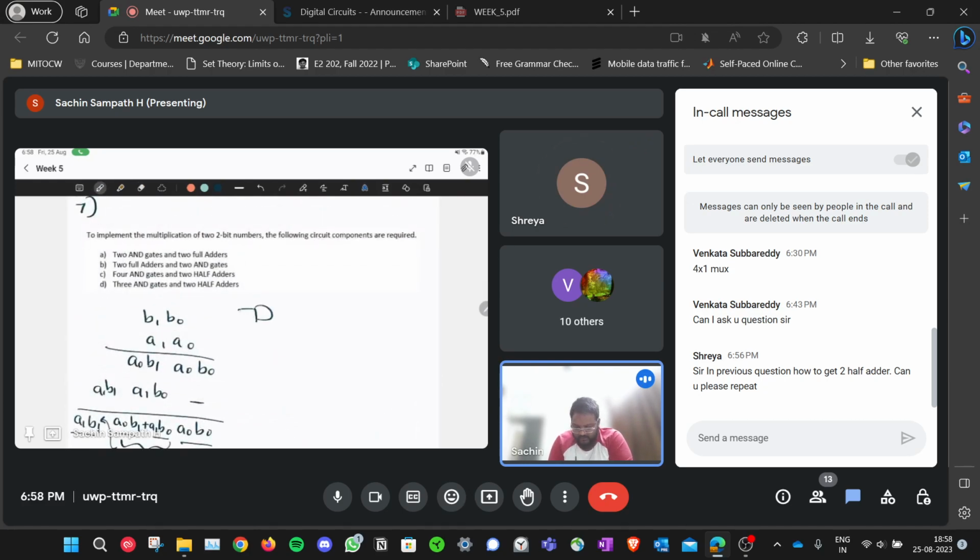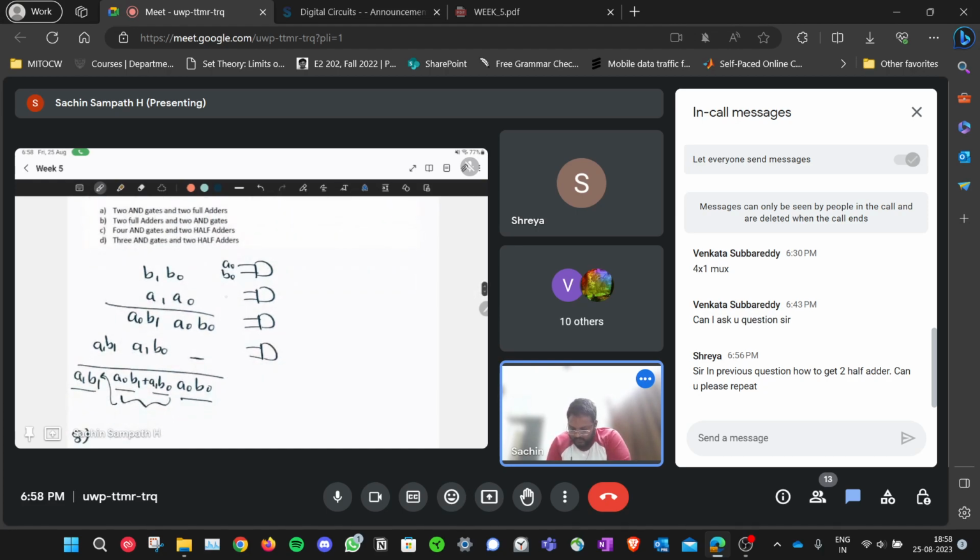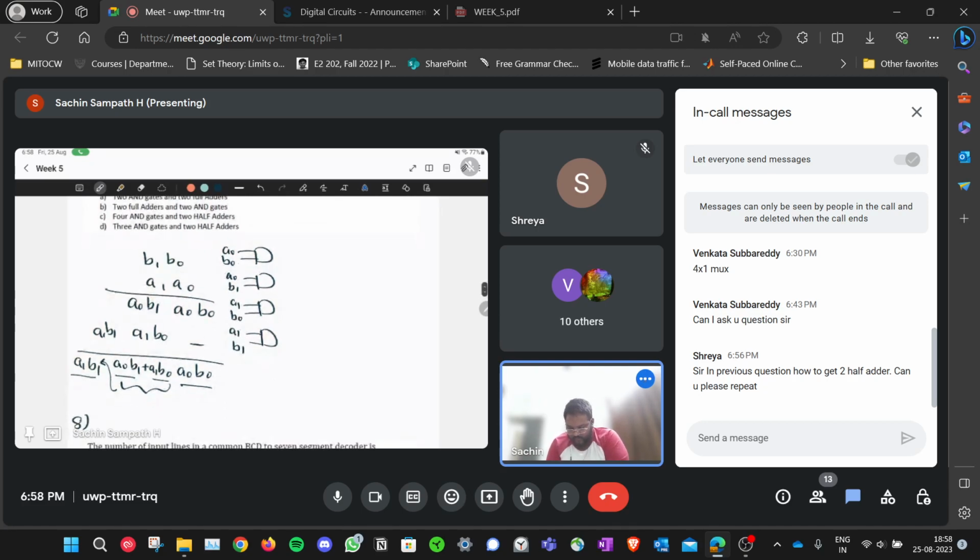Using AND gates, you'll get the four different terms. First stage: A0 B0, A0 B1, A1 B0, and A1 B1. And then what you do? This is your LSB. You give it directly. Then you have to add these two. So half adder, it has two inputs, right? It will give you a sum and carry, right?